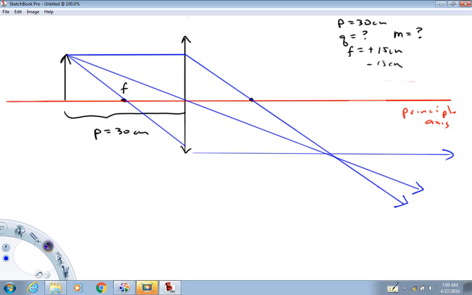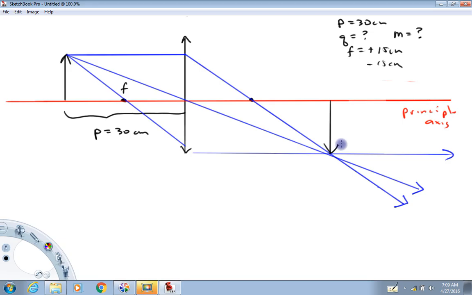Again, the purpose of your ray diagram is usually just to give you a pretty good idea of what's going on. So I now have enough to draw my image. No doubt my image is sitting over here somewhere. Looks about like this. There. Now, before we actually do any calculations here, I'm going to talk about the image.